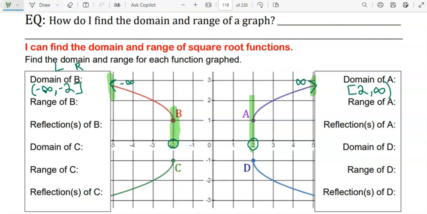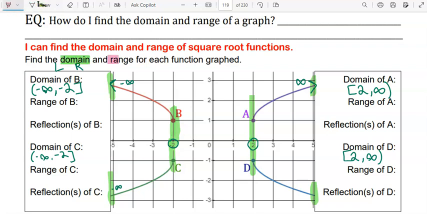The domain of C, left, right, x, goes off the page, infinity, -2 again. So the domain of C would be from negative infinity to -2, the same as the domain of B. And the domain of D is similar to the domain of A. Left, right, x, it starts at 2, ends at infinity. It goes off the page.